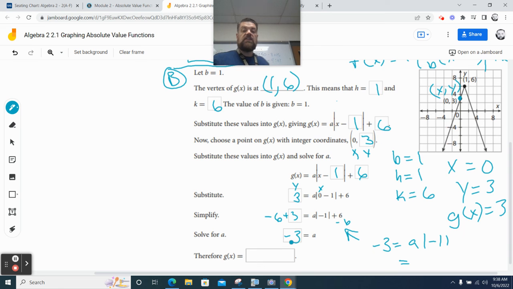So now I just got to rewrite the equation. So to rewrite the equation, remember it's got to be a absolute value 1 over b x minus h plus k. So a is negative 3, so I put negative 3 absolute value. And because b is 1, I'm just multiplying everything by 1. So I would say x minus h, but h is 1, absolute value plus k, which is 6. And my absolute values look like 1, so just make them a little thicker by thickening them up like this.